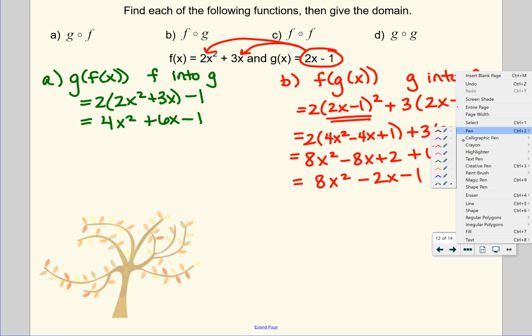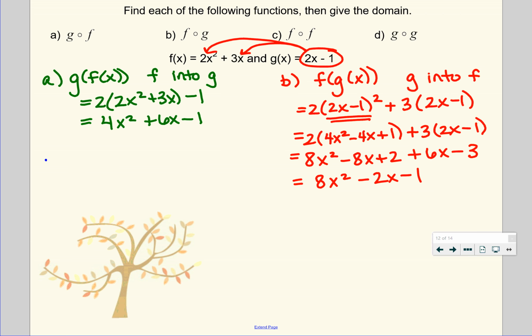Letter C is f of f. Okay, and I can write it the other way, but it doesn't really make it any more obvious. We're plugging f into itself is what this means. F into itself. So what does that look like? That means that everywhere I see a variable in F, I'm going to take that variable out and I'm going to put the whole equation for F in its place.